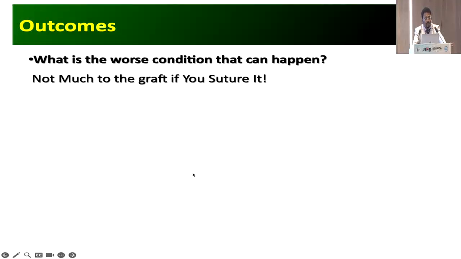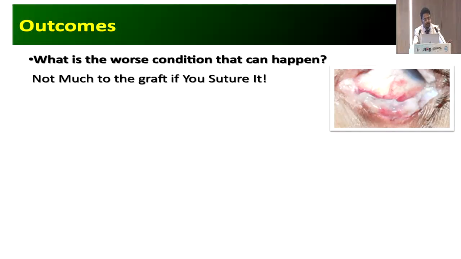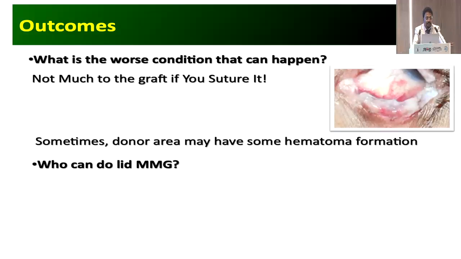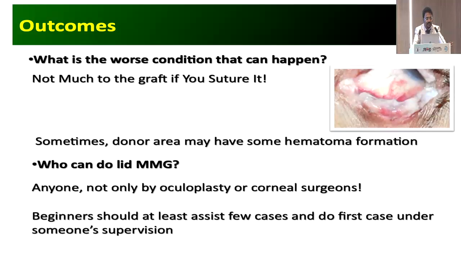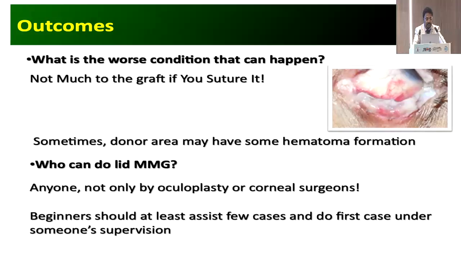And what are the worst conditions that can happen? You may need to suture it, and sometimes the donor may have some sort of hematoma formation. And who can do MMG? Anyone, not only oculoplastic or corneal surgeons. Beginners should at least assist a few cases and do their first cases under somebody's supervision.